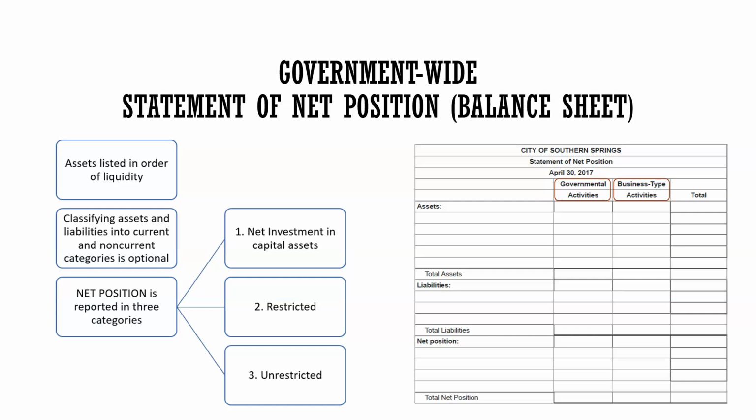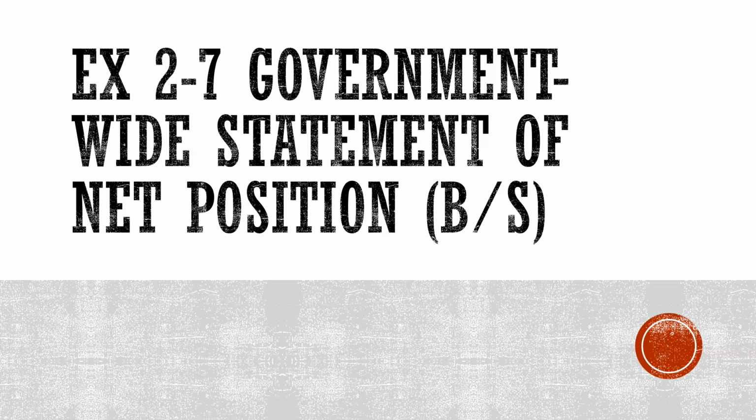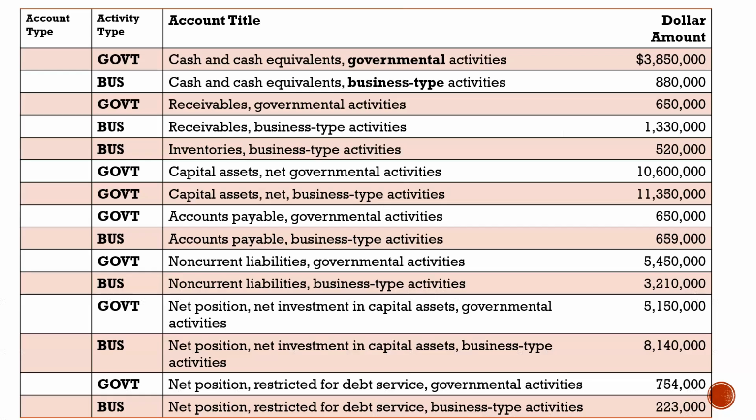So when we start working through one of the problems, you do not want to combine them all at once. You'll want to make sure that you have broken these out into governmental and business type activities. The next thing we're going to do is take a look at a real example, so that you guys can see how these are put together. You'll see that the following information is available for preparation of the government-wide financial statements for the city of Southern Springs as of April 30th, 2017. This is exercise 2.7 in your book, I believe.